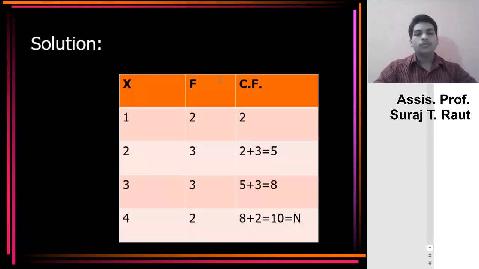See, here I have calculated the cumulative frequencies. The first cumulative frequency is 2. The next cumulative frequency is 3 plus 2, which is equal to 5. The next cumulative frequency is 5 plus 3, which is equal to 8. And the last cumulative frequency is 8 plus 2, which is equal to 10. Hence, our value of n is 10.